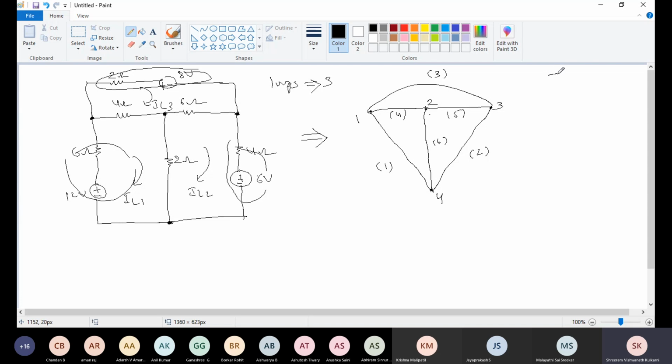Yeah. Tell me how many nodes are there? 4 nodes. How many branches are there? 6 branches. Okay.